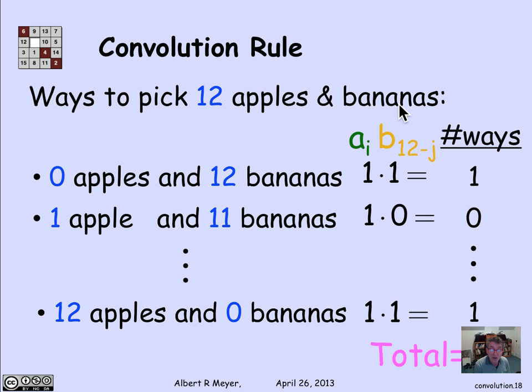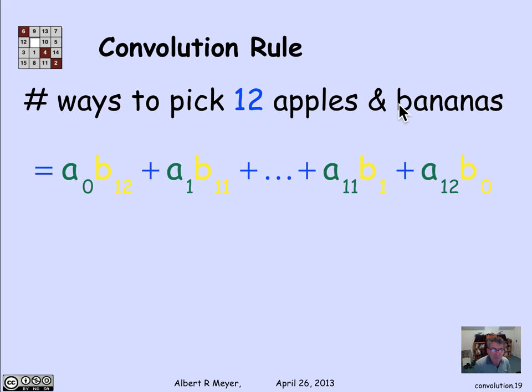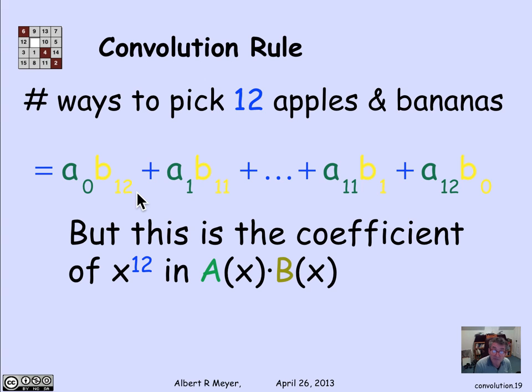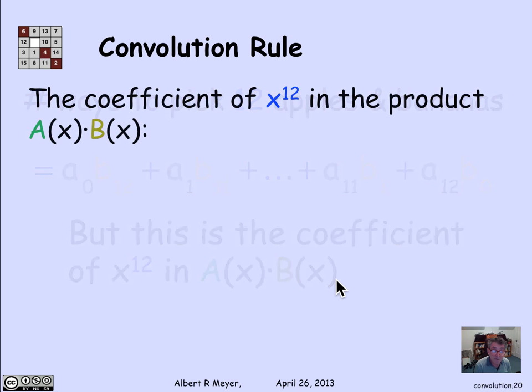Okay, so the point is that this expression that I got for the number of ways to pick a dozen apples and bananas is A0 times B12, A1 times B11, up through A12 times B0. It's the sum of the products A_i B_j where the subscripts sum to 12. And that, in fact, is a familiar expression, because it's the coefficient of x to the 12th when you multiply the generating functions. Let's look at that more fully.